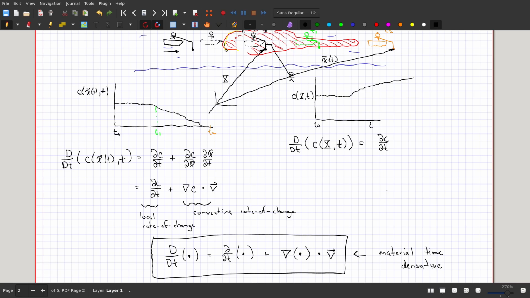The local rate of change would be, essentially, if you stop the boat, and really what you should say is stop the river. If you stop the river but they were still pumping concentration into the river, then this would be what you're measuring there.